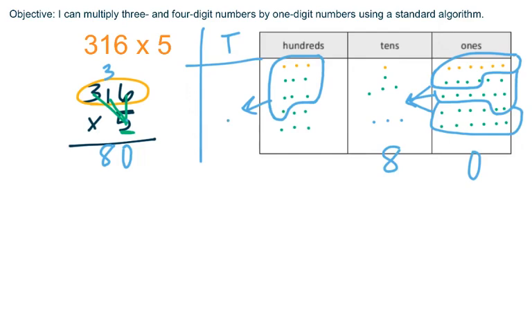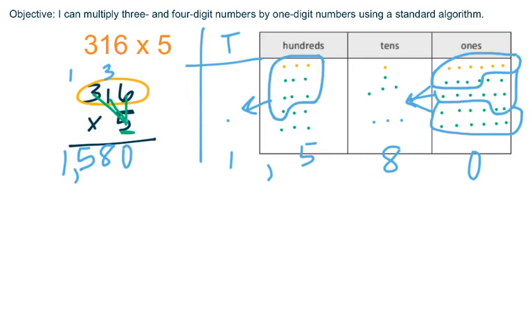I have how many left over in the hundreds? I have 5. Well, 3 times 5 is 15. Carry my 1 over. And it ends up coming down here. And I've got a 1 in the thousands place. So notice, 1,580 for both my standard algorithm and my place value chart.